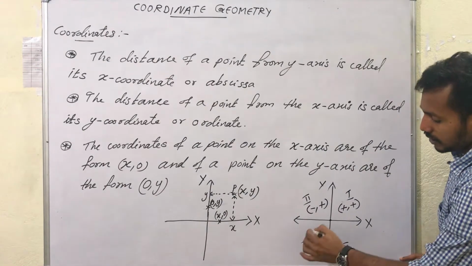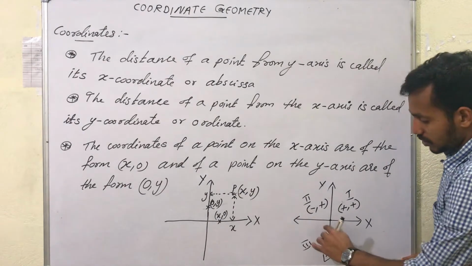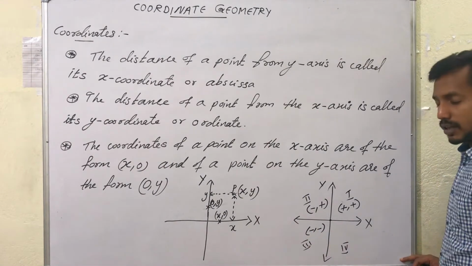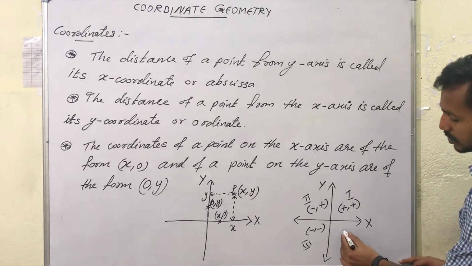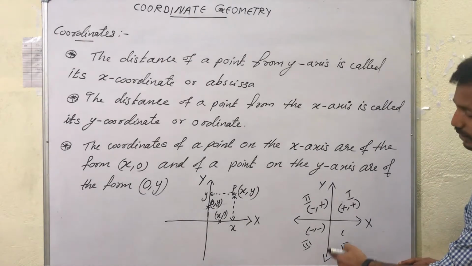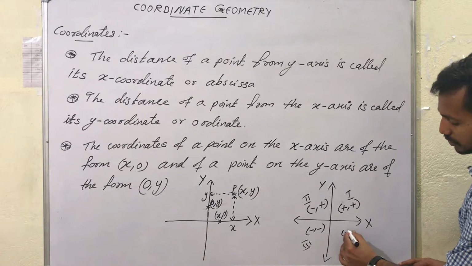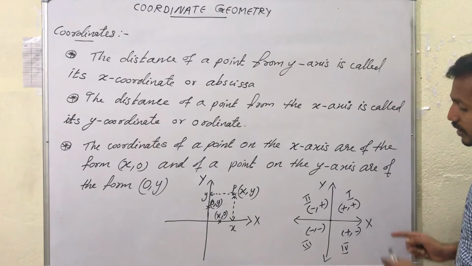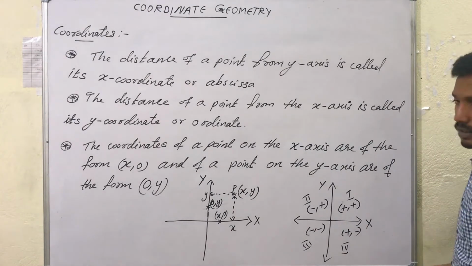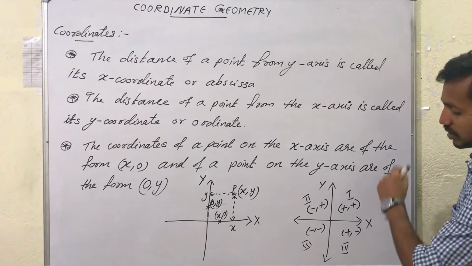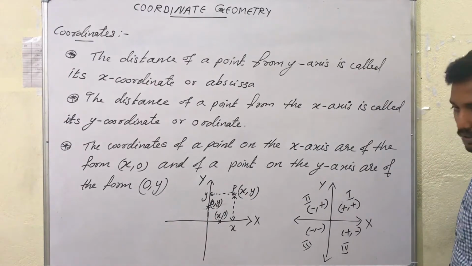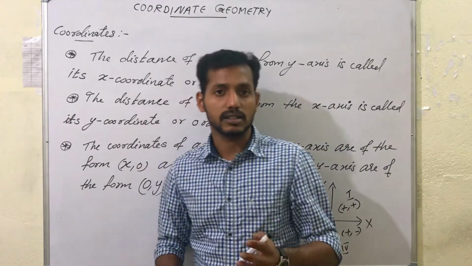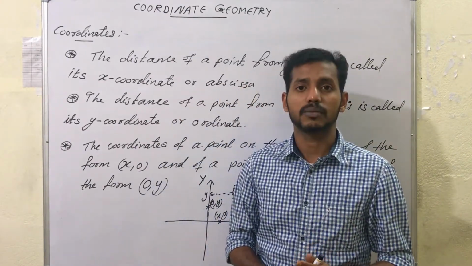And in the third quadrant, both are going in the negative direction, x axis as well as y axis. So both the coordinates will have negative values. And in the fourth quadrant, what will be the values? The y coordinate is going in the negative direction, but the x coordinate is in the positive direction. That means the x value will be positive and the y value will be negative. By seeing the coordinates of a point, we can say in which quadrant that point lies. So these are the basic concepts we have learned in class 9 coordinate geometry.